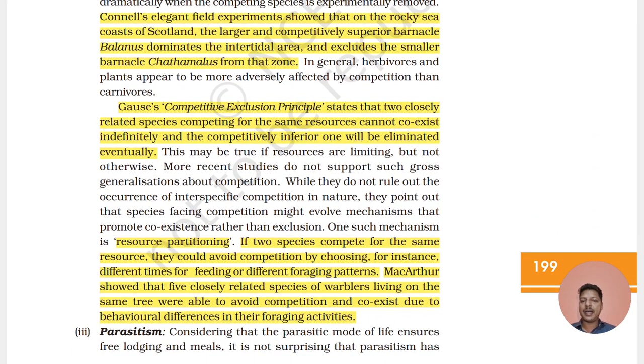And one such is resource partitioning. If two species are competing for the same resource, they could avoid competition by choosing, for instance, different times for feeding or different foraging patterns. MacArthur showed that 5 closely related species of warblers living on the same tree were able to avoid competition and coexist due to behavioral changes in their foraging activities.